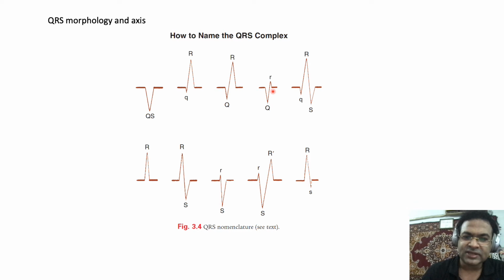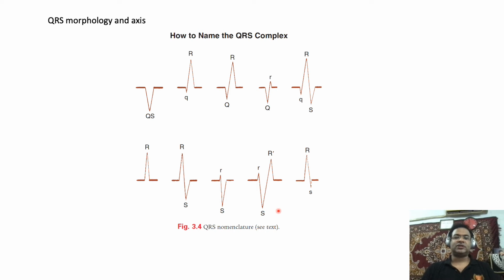An R which is less than 3 small squares is a small r. And the second negative deflection is called an S. So the first negative deflection is called a Q, the first positive deflection is called an R, the second negative deflection is called an S. If there is another positive deflection, as is seen here, it's called R dash. If it is larger than the first R, that's called R S, capital R dash. If it is smaller than the first R, and this one would have been larger, it would have been called a capital R, capital S, and small r dash.